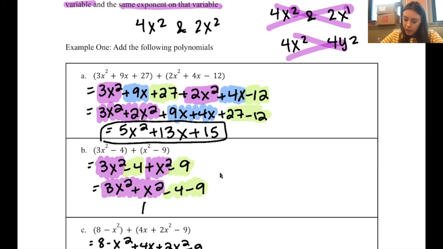This x squared right here has a coefficient of 1. We don't always write that down, but that's important when we add these. The 3x squared plus 1x squared would be 4x squared. And then minus 4 minus 9 is negative 13. That is our answer for this one. Again, I will pause and give you a second.